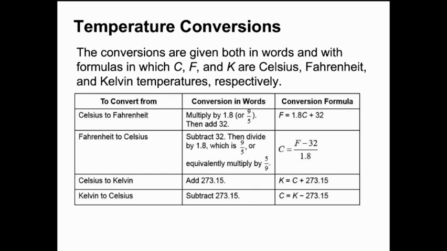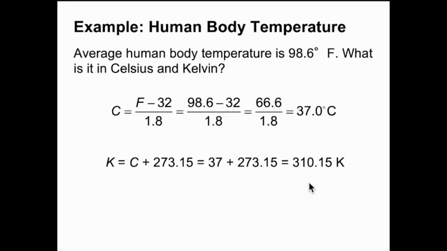And it would be actually a pretty good exercise for you guys to figure out how to use these formulas in the table to create a relationship between Fahrenheit and Kelvin. So here are your formulas here for the relationship between Celsius and Kelvin. Let's start looking at some examples. It says human body temperature. The average human body temperature is 98.6 Fahrenheit. What is it in Celsius and what is it in Kelvin?